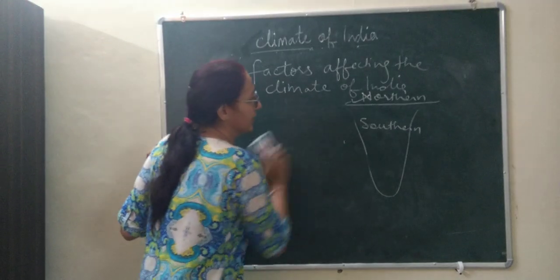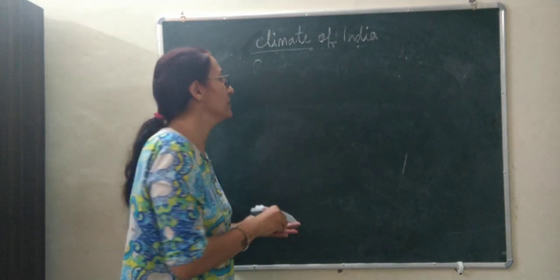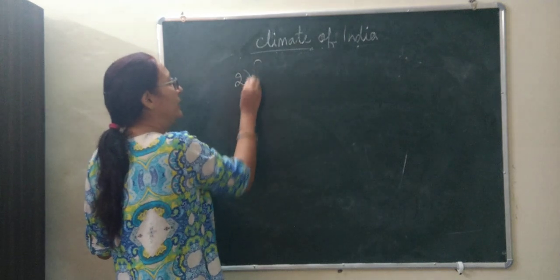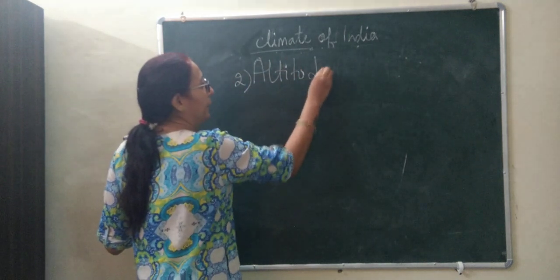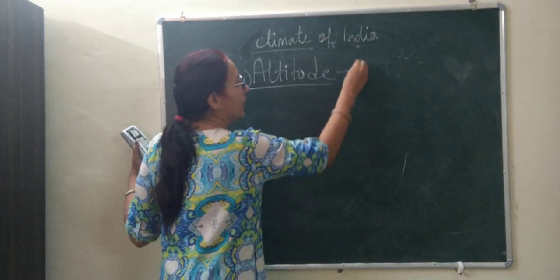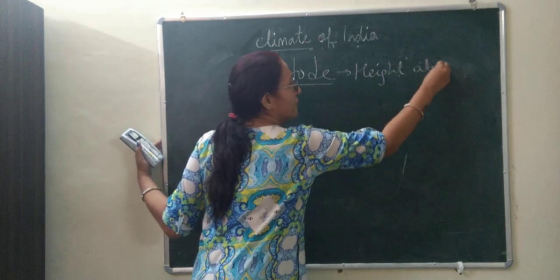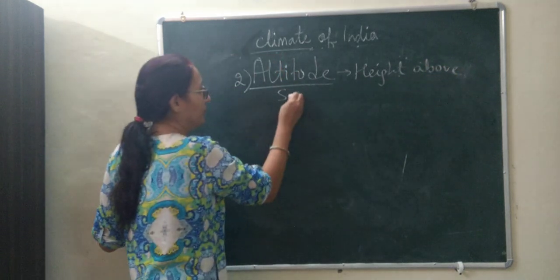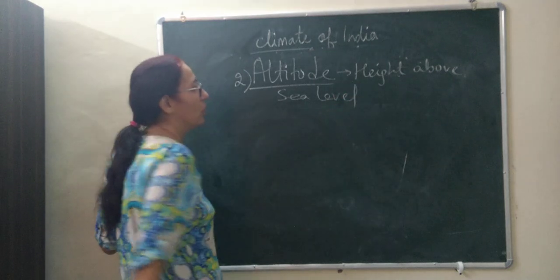Now, what is the second factor which affects the climate of India? That is altitude. Altitude means height above sea level. Height above sea level is called altitude.